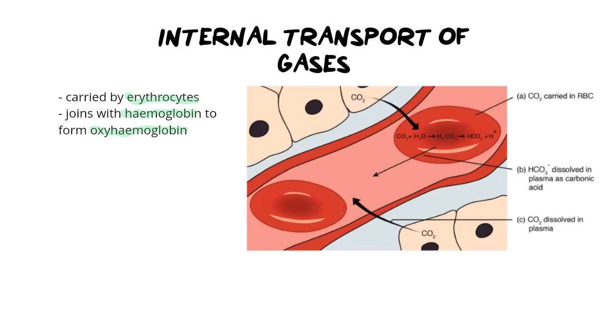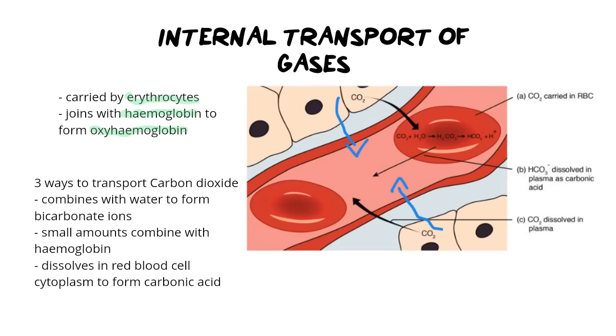Now, remember, where is this carbon dioxide coming from? If we have a look at the diagram alongside, the carbon dioxide is coming from your cells. And so as your cells respire, they are producing carbon dioxide, and that carbon dioxide is moving out of the cells through diffusion into the bloodstream. And now we need to move it around and get it out of the body. So these are the three ways that you can do that.